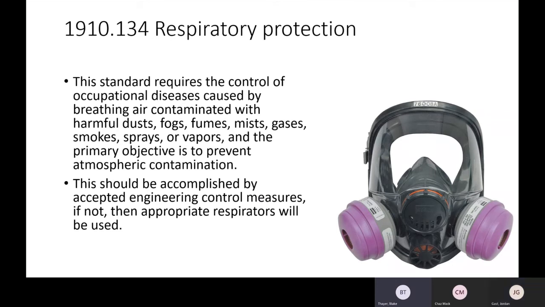1910.134, respiratory protection. This standard requires the control of occupational diseases caused by breathing air contaminated with harmful dust, fogs, fumes, mist, gases, smokes, sprays, or vapors, and the primary objective is to prevent atmospheric contamination. This should be accomplished by accepted engineering control measures. If not, then appropriate respirators will be used.